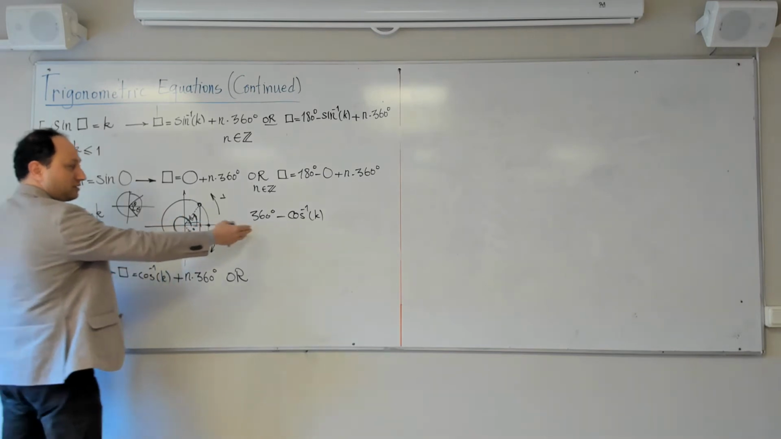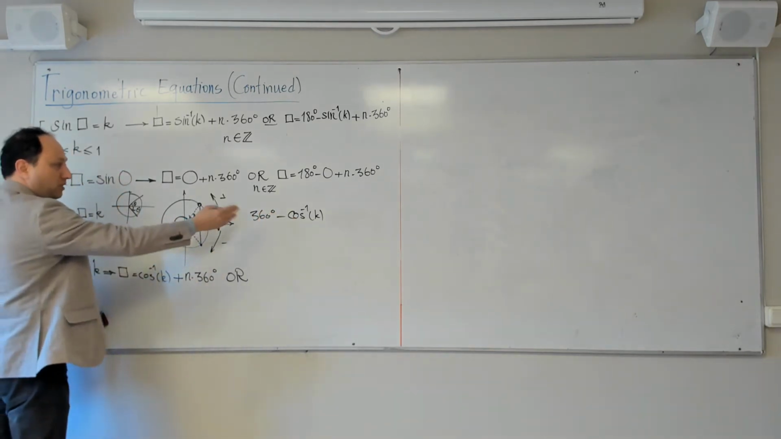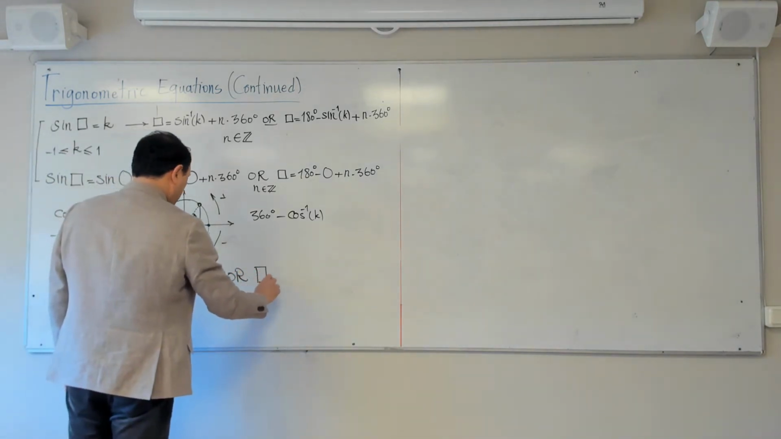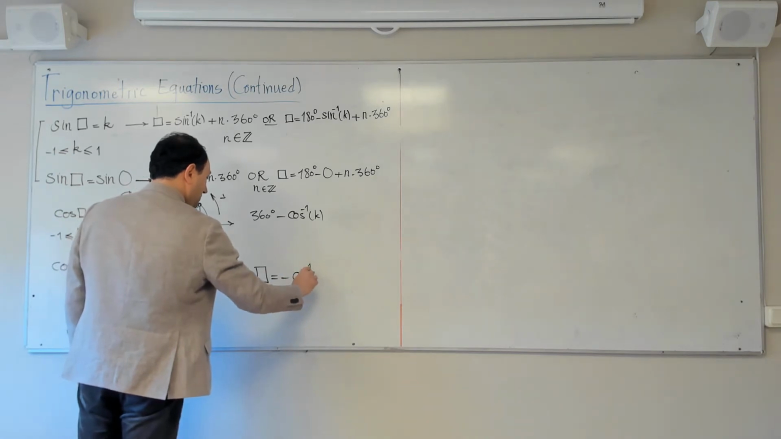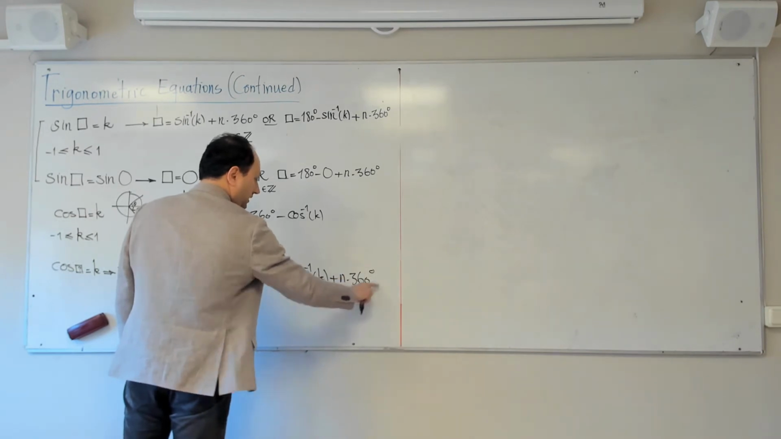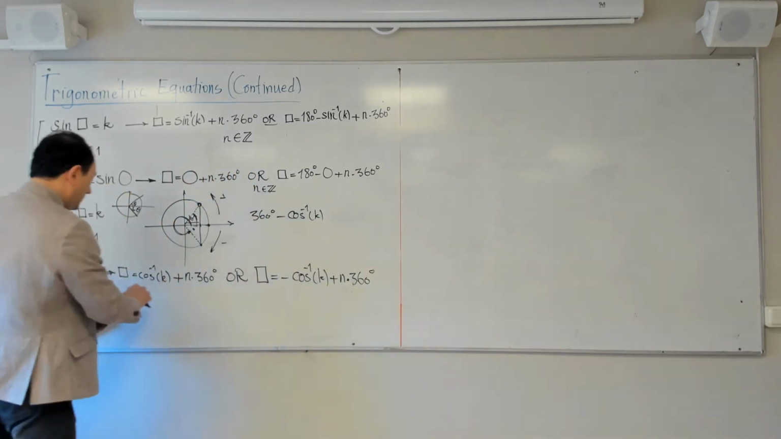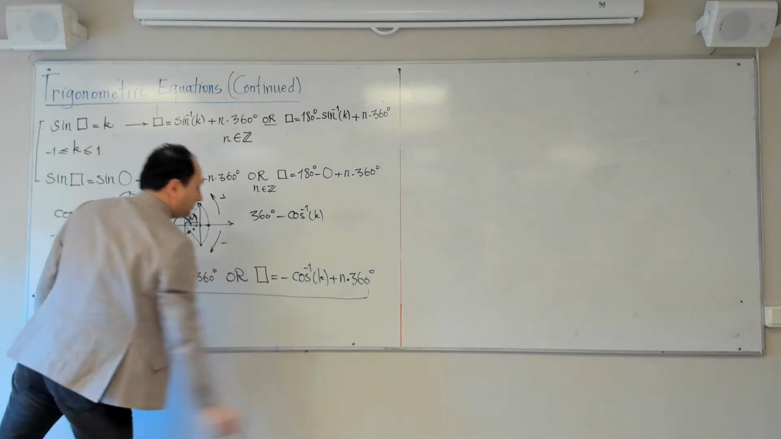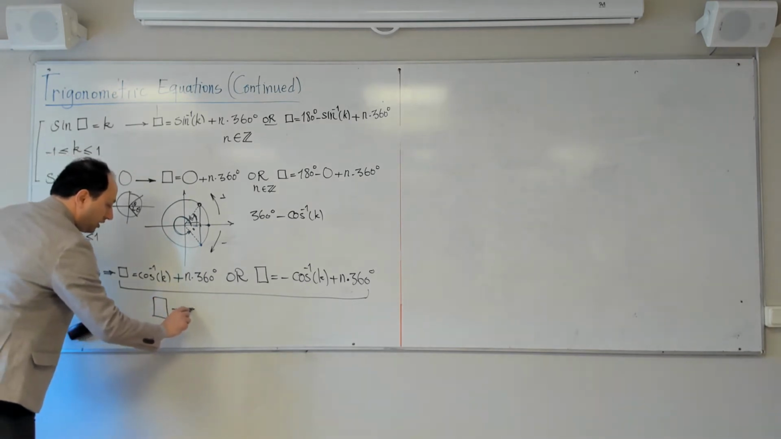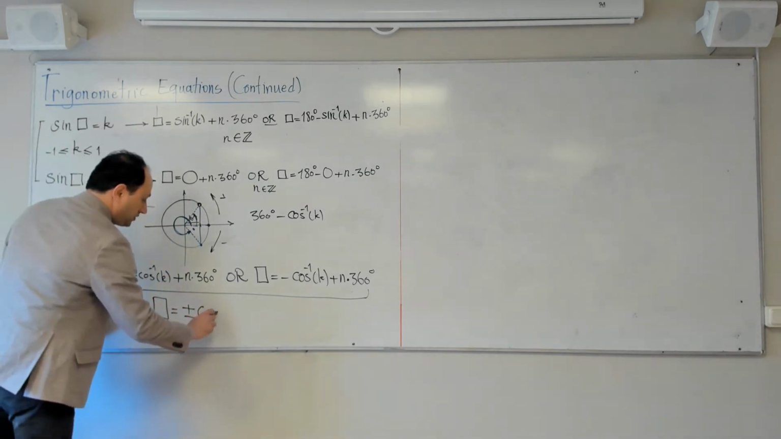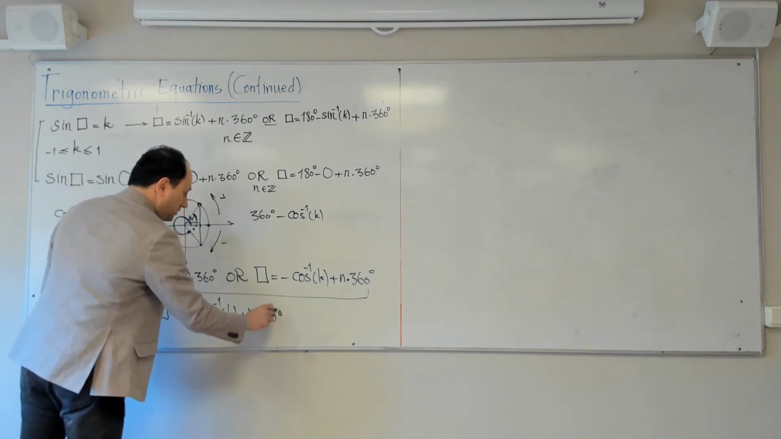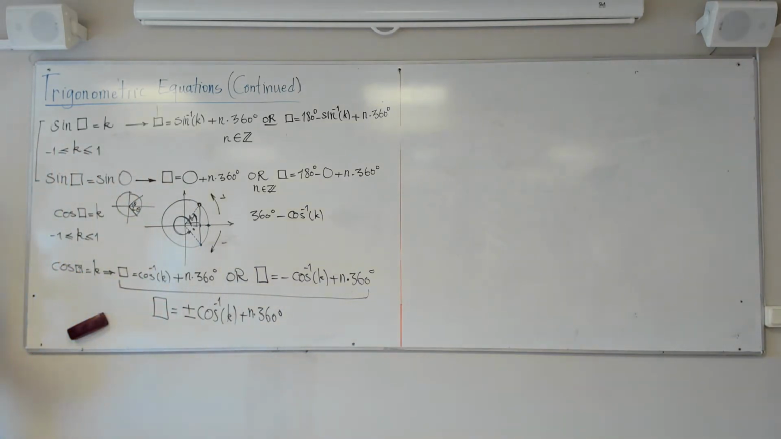One of them is 360 minus this one. One of them is minus cosine inverse. So this is why people write it in this way, because you don't need to write two times. Of course, this is also clear, because I can go around. So you can write it in compact form: plus or minus cosine inverse of k plus n times 360 degrees. So that's a more compact way of writing both formulas.